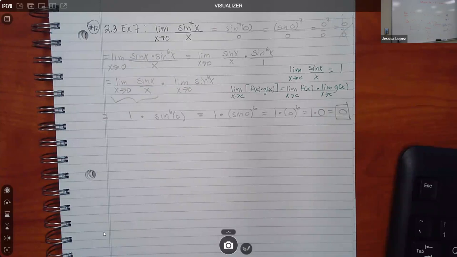Remember what this means? It means sine of 0 to the power of 6, right? Sine of 0 is 0, 0 to the power of 6 is still 0, but that 1 times that 0 is still 0. So the answer is actually 0.